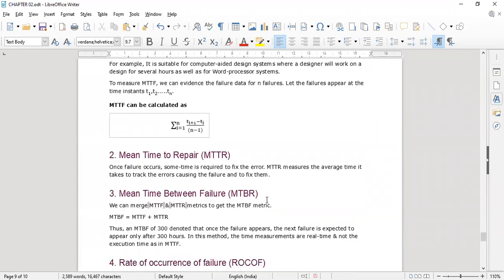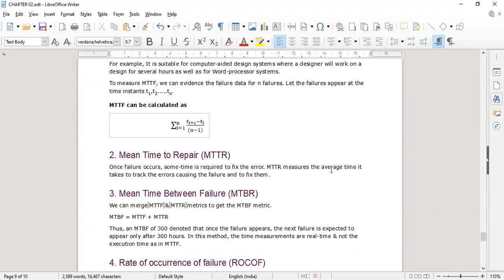Okay. Then the second is MTTR. MTTR means mean time to repair. Once a failure occurs, how much time is needed for that particular failure to be repaired again? So this time interval between time to failure and time to repair is called your mean time to repair. Once a failure occurs, some time is required to fix the error.